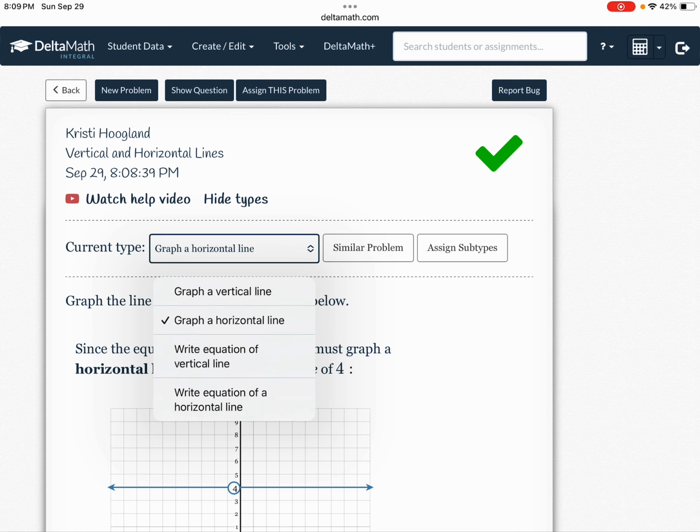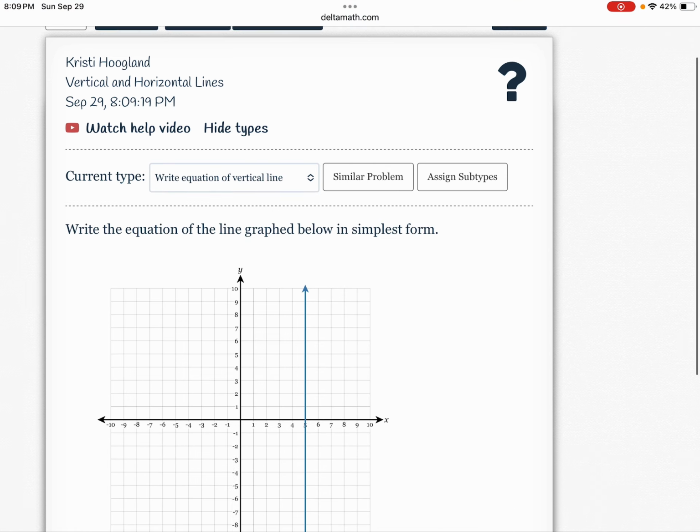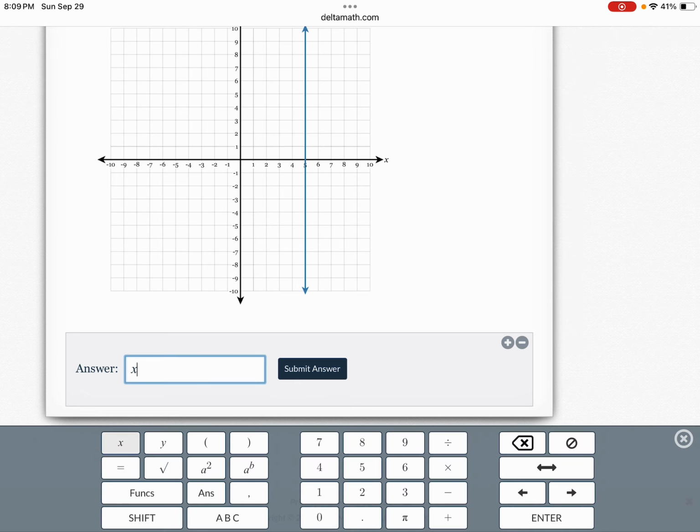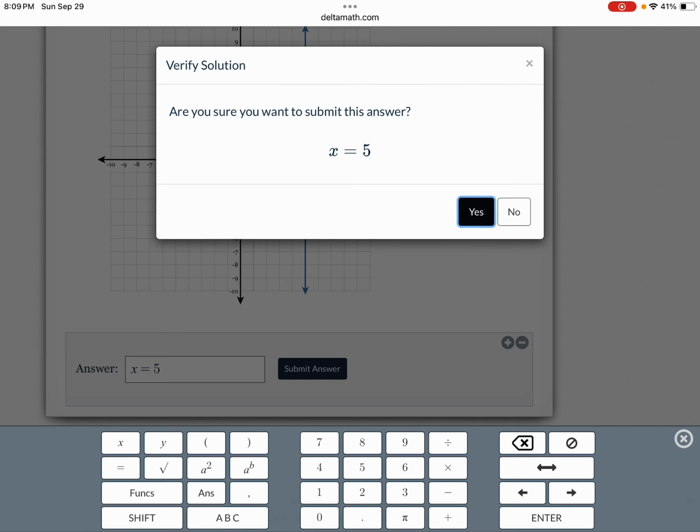The other type of problem you're going to see on today's practice is writing the equation. So now it's not going to give me the equation of the line. It's going to give me an already graphed line, and I need to look at it and decide what the equation would be. A vertical line makes me think of VUX, vertical, undefined, crossing the x-axis. That tells me this is definitely going to be an x equals equation. And then I just find, where does it cross that x-axis? It crosses at +5. So the equation of the line is x equals 5.